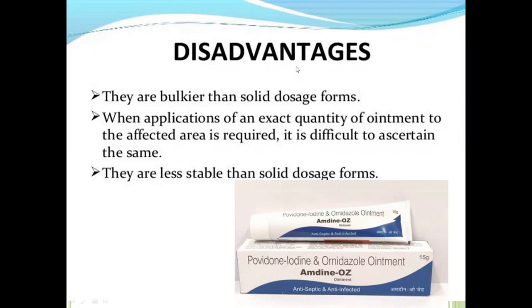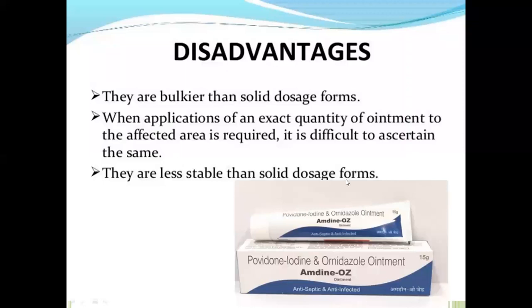If we apply the ointment on unaffected area, can its action be reversed? No, because it starts its therapeutic effect. It will be absorbed into the layers of the skin and then it produces its properties: protective, emollient, therapeutically applicable, occlusive. The action starts. So it is difficult to ascertain the same, and difficult to reverse.